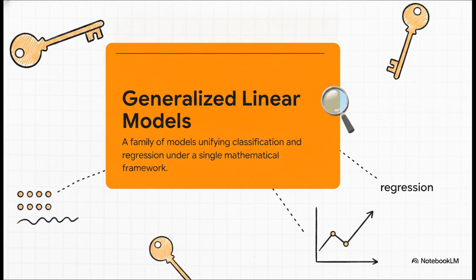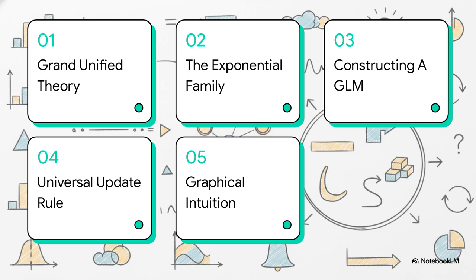Basically, a GLM is a broad family of models that unifies these distinct classification and regression methods right under a single mathematical framework. The absolute crucial takeaway here is that GLMs take models like ordinary least squares and logistic regression and reveal that they're really just special cases of this much broader unified family. Our roadmap for this explainer is pretty straightforward. First, we'll hit the grand unified theory. Then we'll unpack the exponential family, followed by constructing a GLM. After that, we'll reveal the universal update rule, and finally, we'll wrap the whole thing up with some graphical intuition.